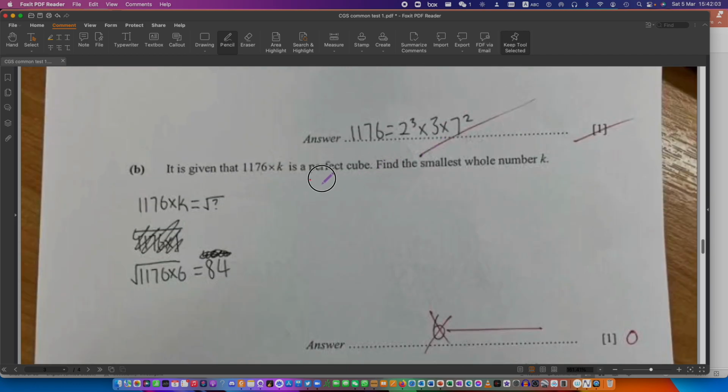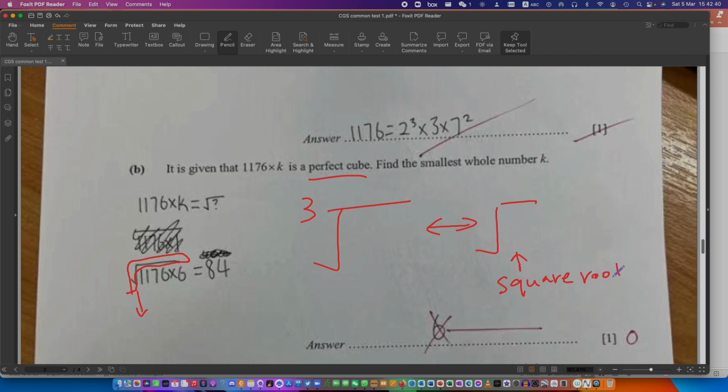Okay. What's the meaning of perfect cube? How do you write perfect cube? Cube root, right? What is this? What's the meaning of this? Are they the same, these two? No. This is what then? What is this called? You don't know the name of this? I don't remember them. This is called square root. This is called cube root.